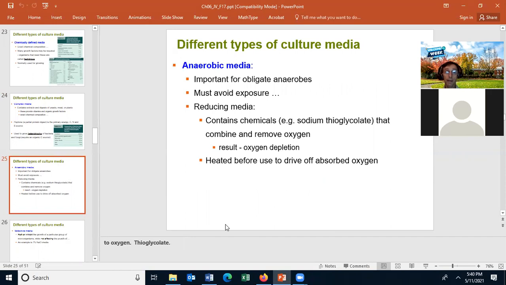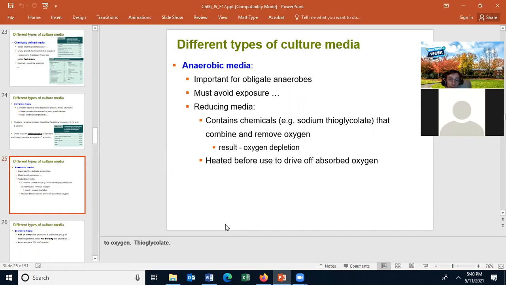Another type of culture media is an anaerobic media. It's important for growing obligate anaerobes, and these organisms must avoid exposure to oxygen. Anaerobic media usually are also called reducing media because they have a chemical in them that is reducing, like sodium thioglycolate, that combines with and removes oxygen so that the oxygen becomes depleted in the sodium thioglycolate media.